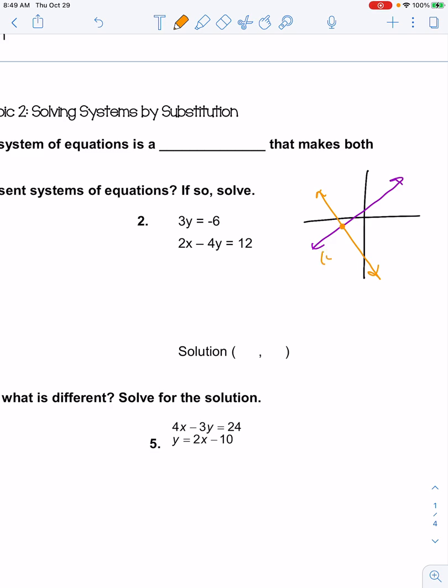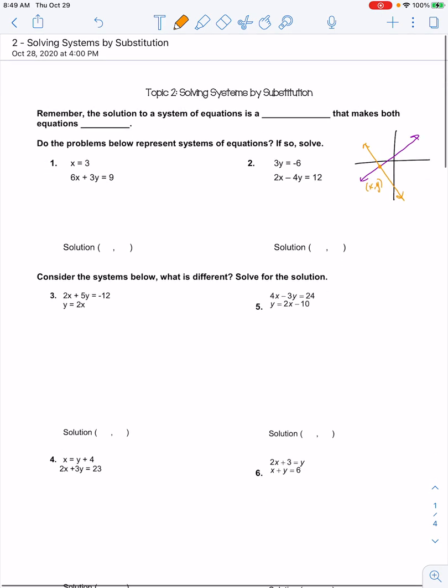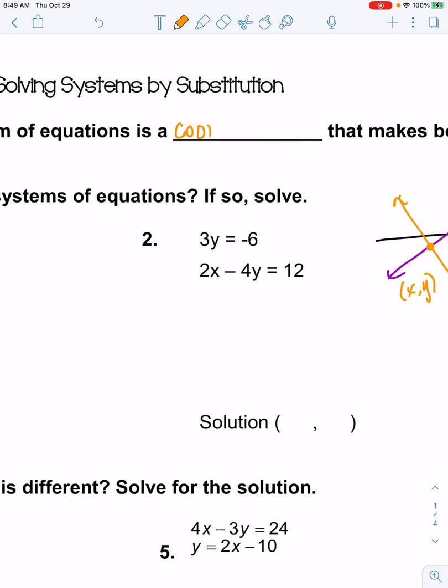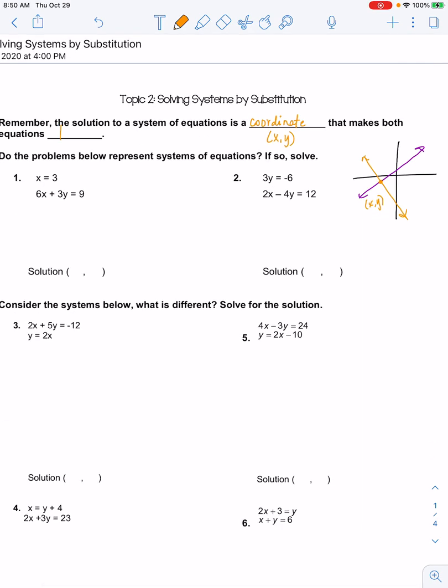And remember that points are always written as x, y. So that should help you remember the definition of a solution to a system of equations, which is a coordinate, x, y, that makes both equations true. Graphically that looks like the intersection point, but when you're thinking about just the equations, it's an x value and a y value that you can plug into both equations, and it makes both equations true. It makes them both work out.